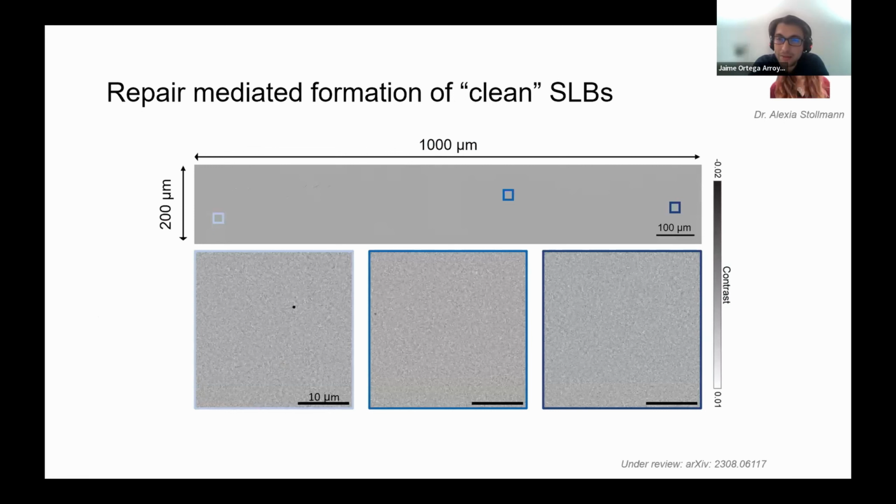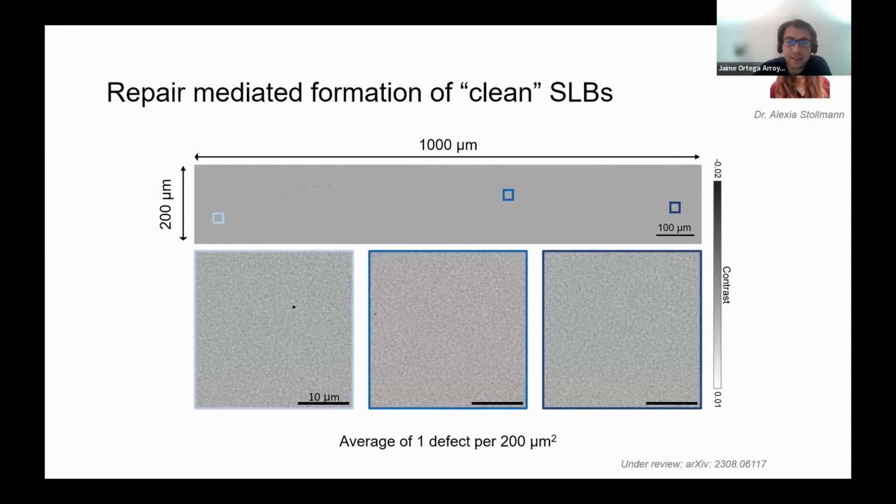But if you work hard enough, this is the work through the thesis of a recently graduated PhD student, Alexia. She found a protocol where you can do a repair-mediated formation of supported lipid bilayers. And I'll just let the image speak for itself. This is a scan over 1 millimeter by 200 microns, and you can see that the amount of defects in this bilayer is very, very small. You can quantify it, and on average it is 1 defect per 200 microns squared. So this is actually a very good starting point to build our immunoassay.